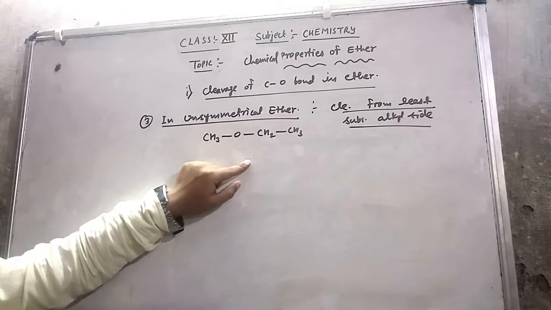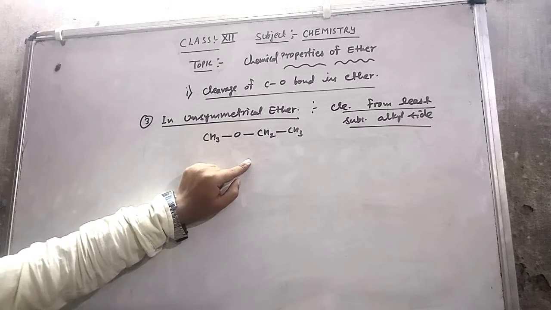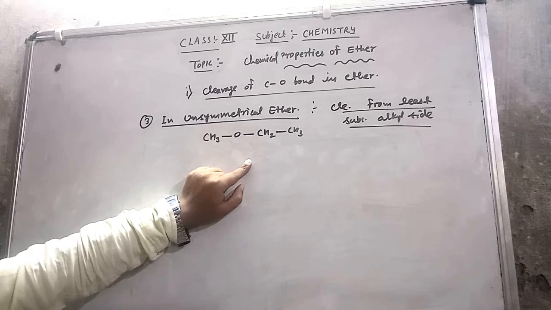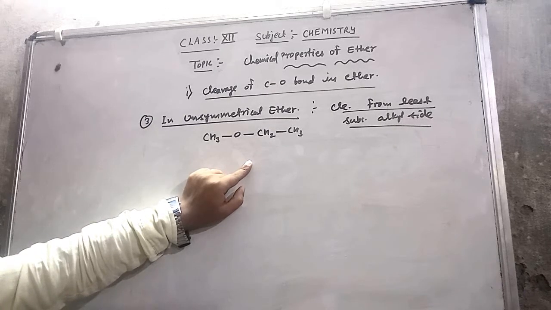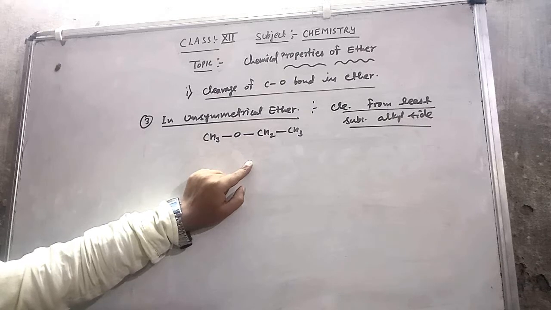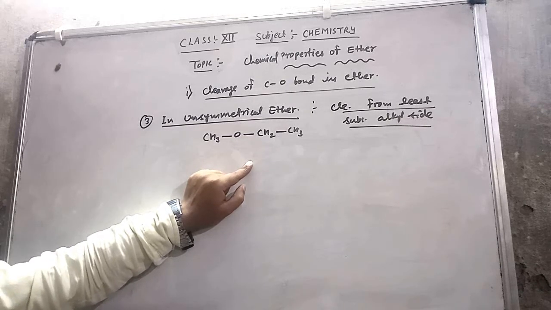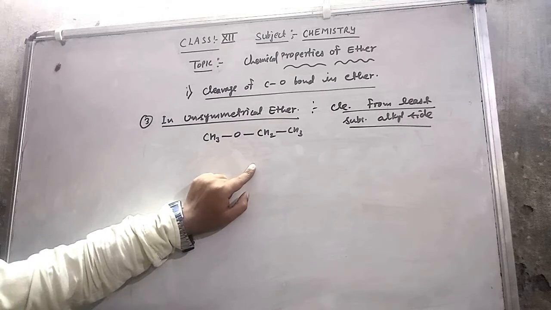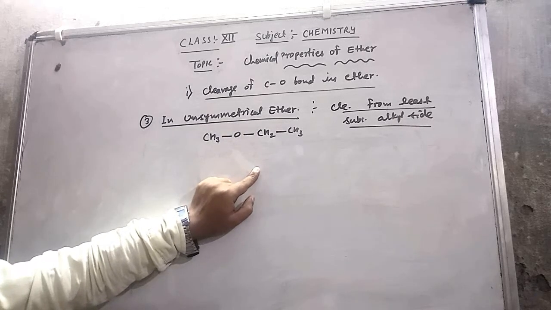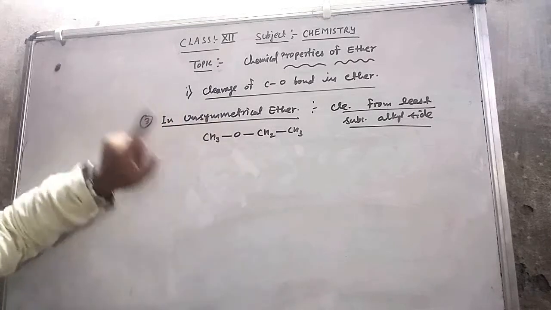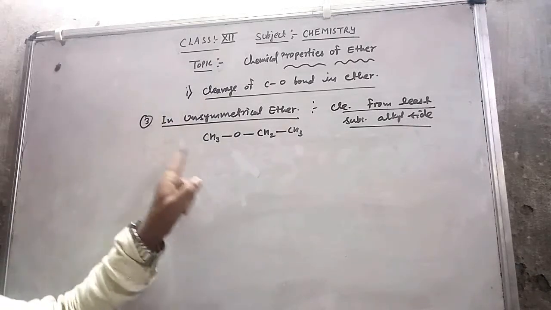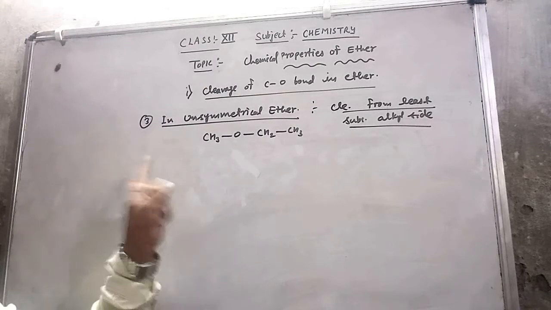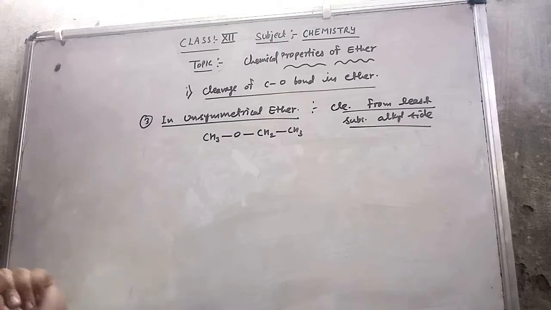Why does it happen? It is going to cleave from the least substituted side because on that time it is an SN2 reaction. In the SN2 reaction, the nucleophile will attack the least substituted carbon. That is why in an unsymmetrical ether, the carbon oxygen bond is split from the least substituted alkyl side. Keep that in your mind.